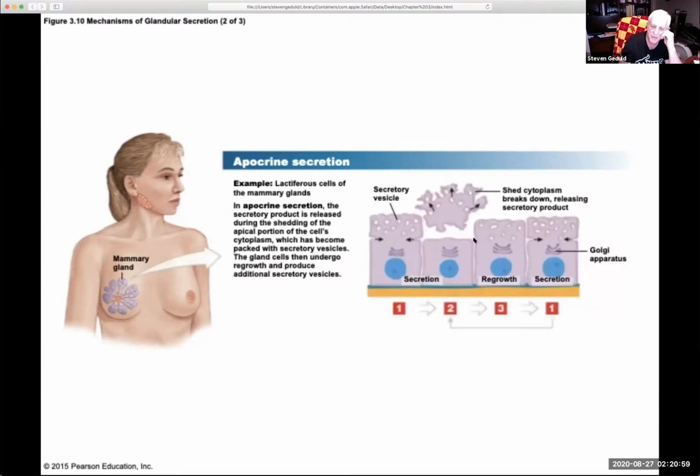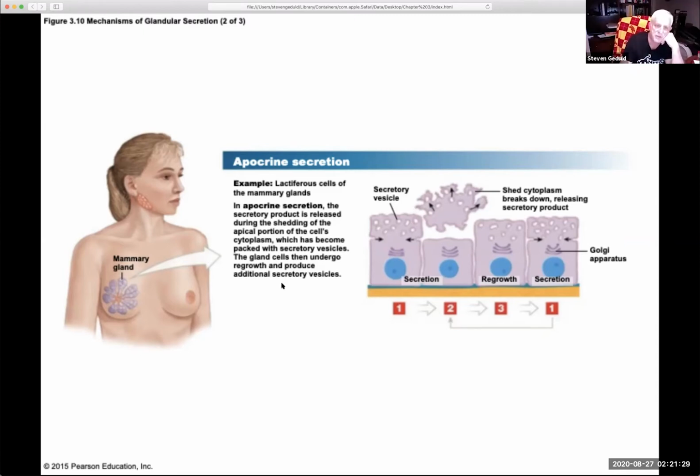Apocrine secretion, the apical or the top 1/3 of the cell. So here's your entire cell. The top 1/3, the apical portion. Remember that these cells are polar. There's an apical, there's a basal. The basal cell is attached to the basal lamina. The apical cell has your alveoli for all that for secretions and absorptions. Okay, so the top 1/3, the apical portion breaks apart and releases all the secretory vesicles.